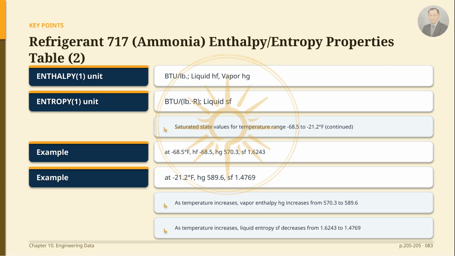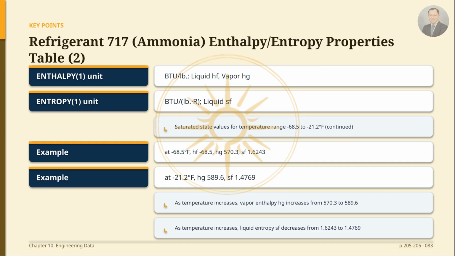44.73. I'd like to introduce the enthalpy and entropy property tables for refrigerant 717, ammonia. Enthalpy is provided in BTU per pound, divided into liquid value HF and vapor value Hg. Entropy is in BTU per pound Rankine, and here we see the liquid value SF.